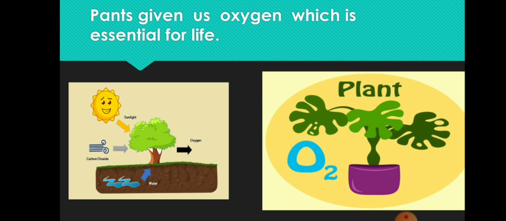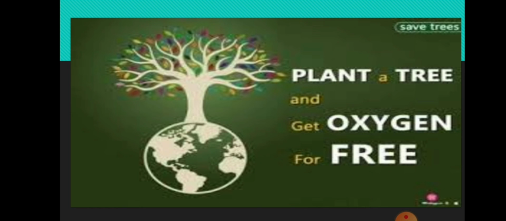Children, you see here oxygen. Okay, oxygen comes from plants. So what do you do? We plant a tree and get oxygen free.